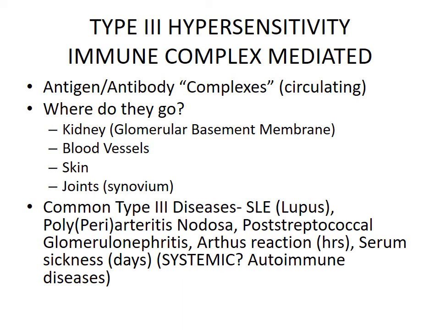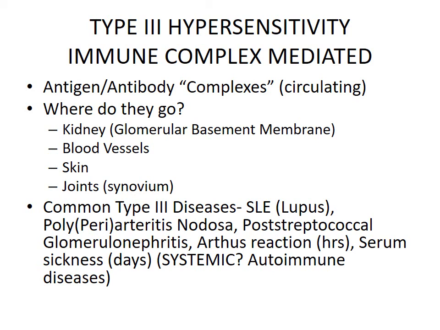And then these lead to diseases; the common diseases of type 3 are SLE. Mostly they are systemic diseases, as these complexes can be deposited in all four of these tissues or one or two of those tissues. SLE, lupus, is also a systemic disease. Polyarteritis nodosa, post-streptococcal glomerulonephritis, Arthus reaction, and serum sickness.